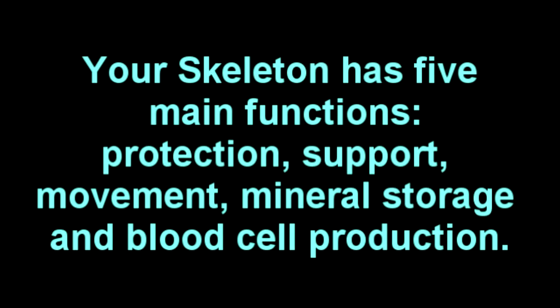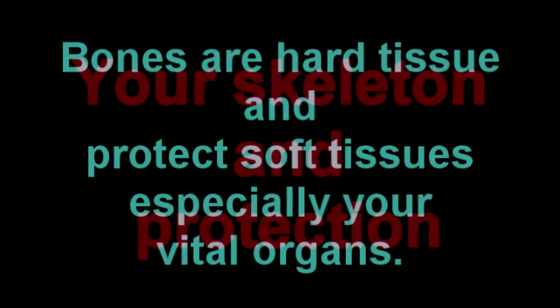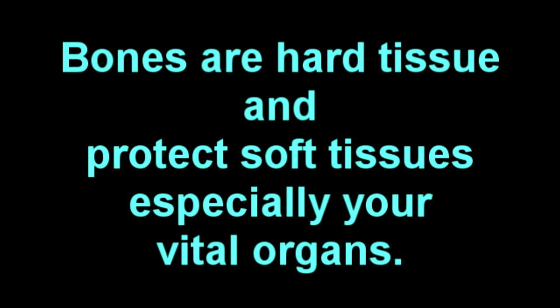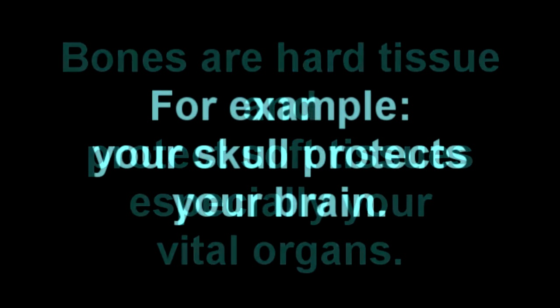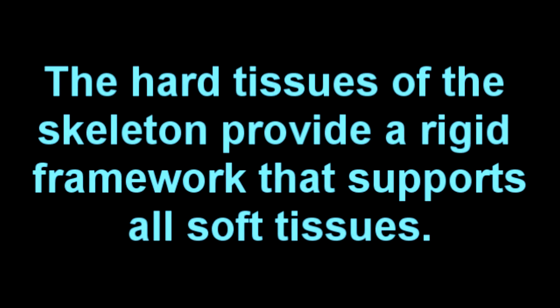The skeletal system. Your skeleton has 5 main functions: protection, support, movement, mineral storage, and blood cell production. Your skeleton and protection. Bones are hard tissue and protect soft tissues, especially your vital organs. For example, your skull protects your brain. Your skeleton and support. The hard tissues of the skeleton provide a rigid framework that supports all the soft tissues.